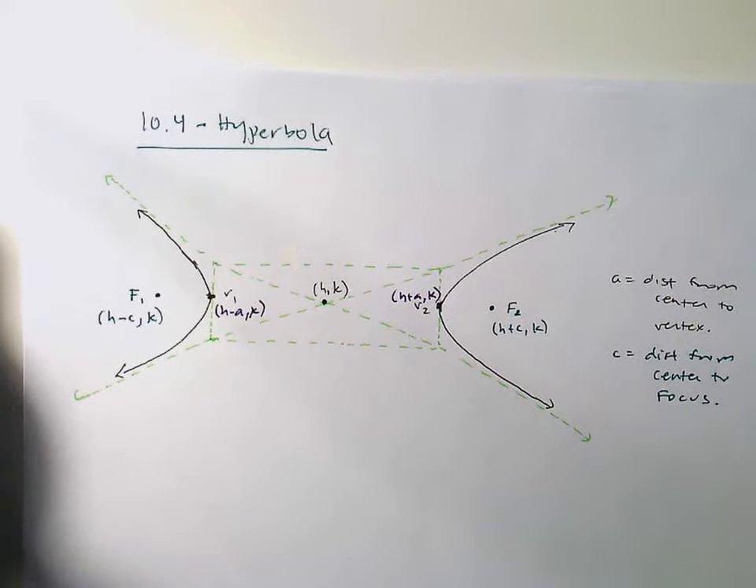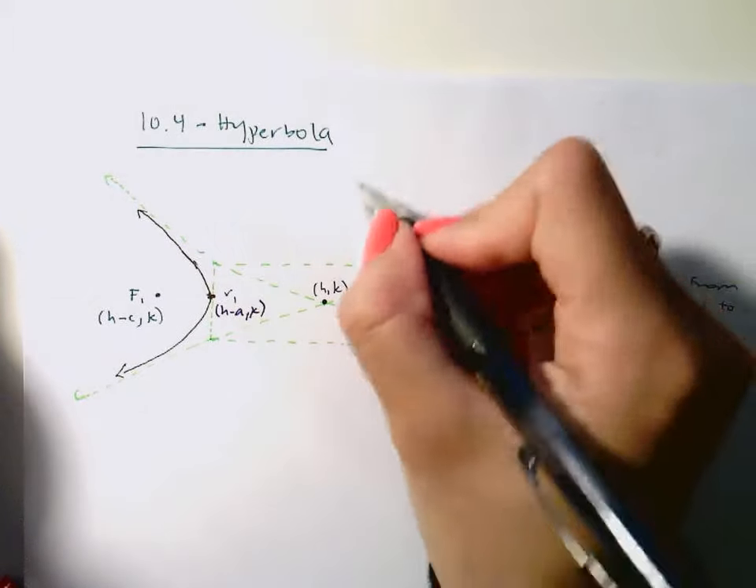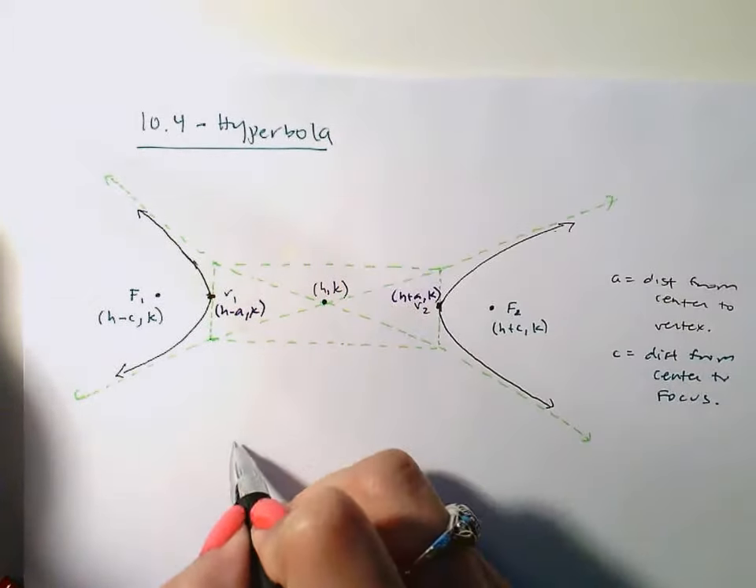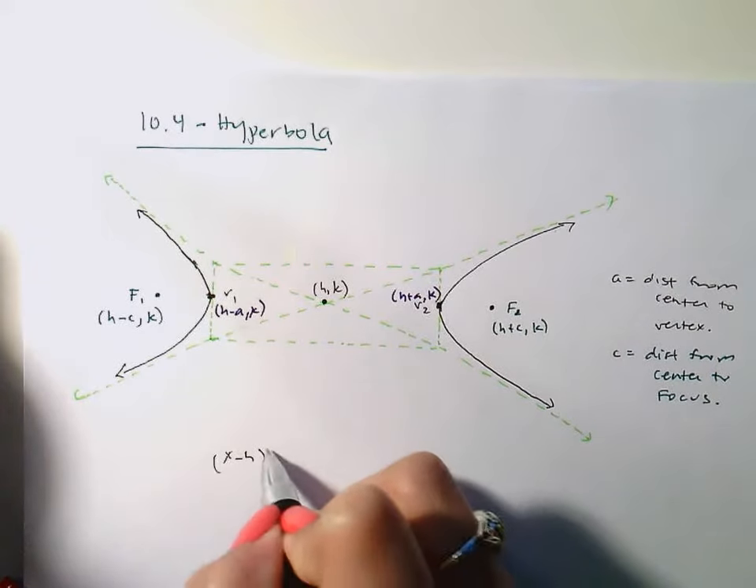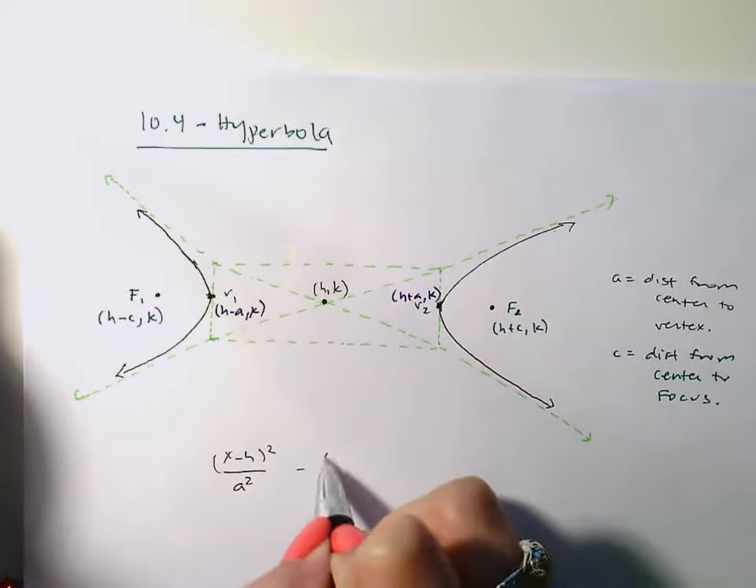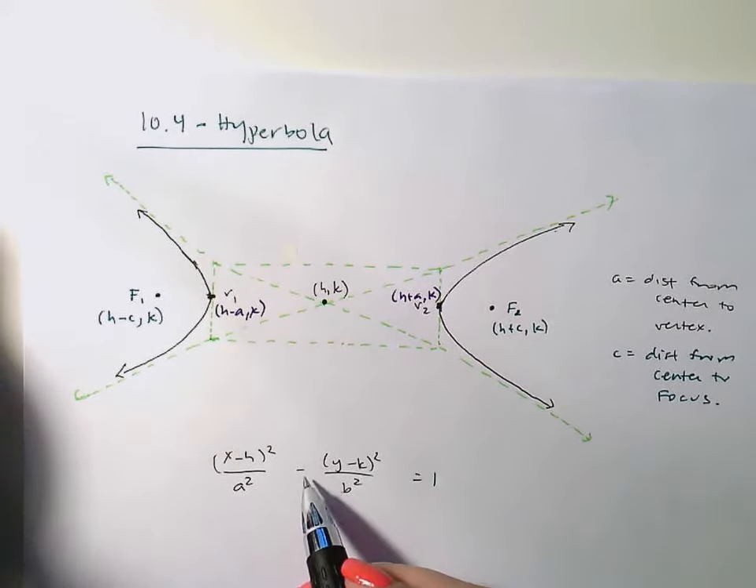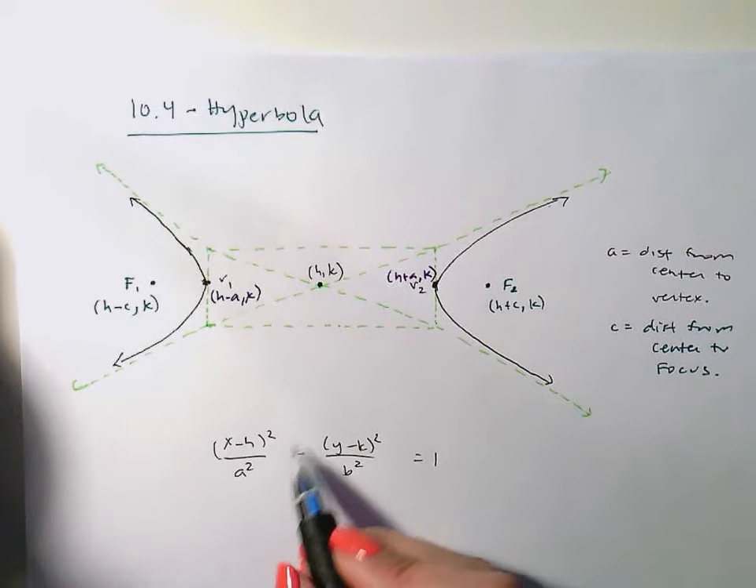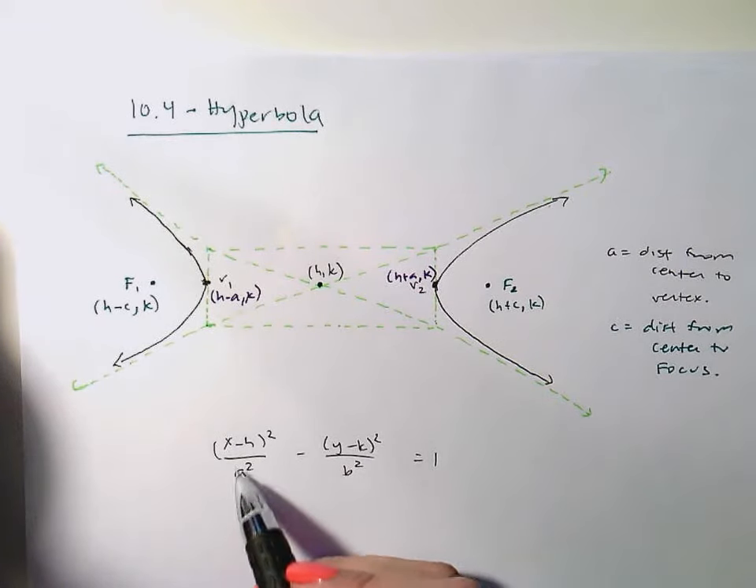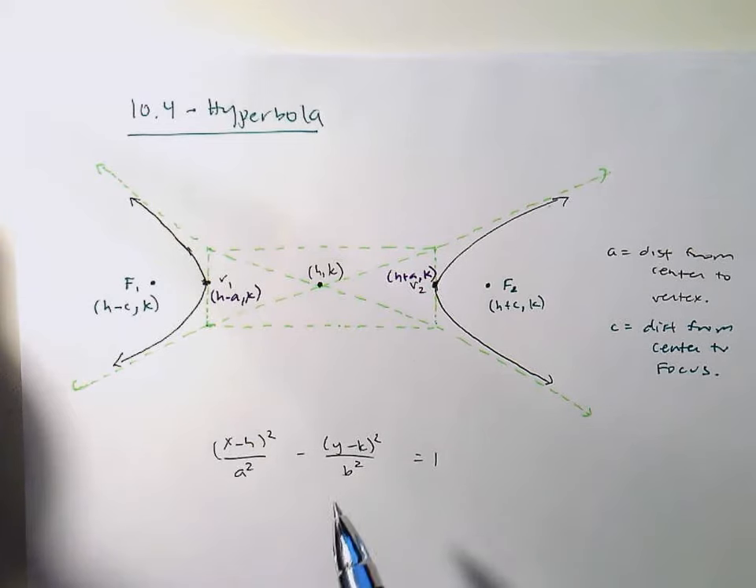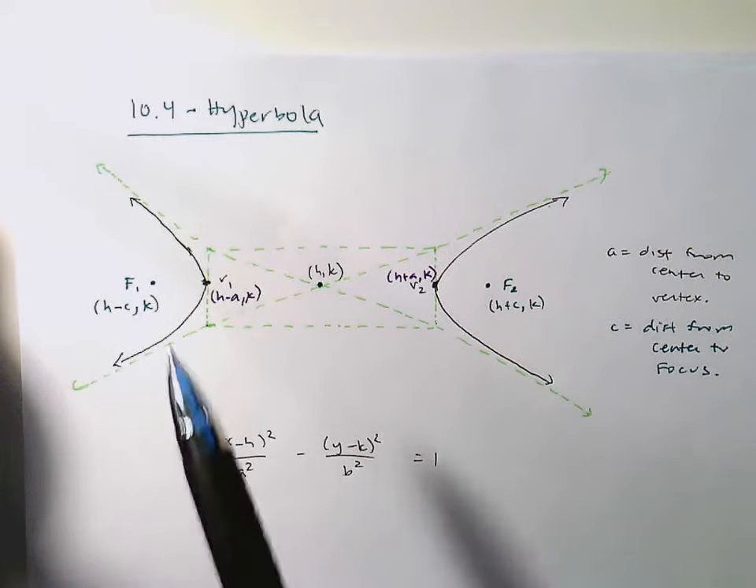In the formula we have for this one that opens left and right, we have a formula that looks like this: x minus h squared over a squared minus y minus k squared over b squared is equal to 1. So the difference between the hyperbola and the ellipse is that this one has a minus in between. And then the a squared is going to determine whether it opens left and right or if it opens up and down. A squared under the x tells me it opens left and right. A squared under the y's tells me that it opens up and down. So this one's under the x's, opens left and right.